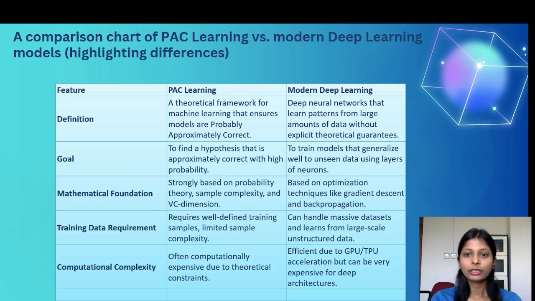Modern deep learning can handle massive data sets and learn from large-scale unstructured data. On the other hand, PAC learning is often computationally expensive due to theoretical concepts. But modern deep learning is efficient due to GPU and TPU acceleration, but can be very expensive for deep architectures.